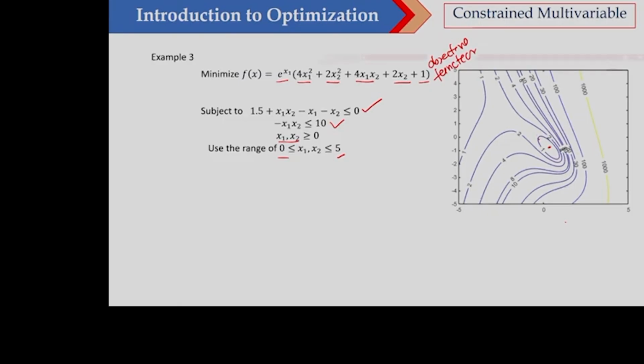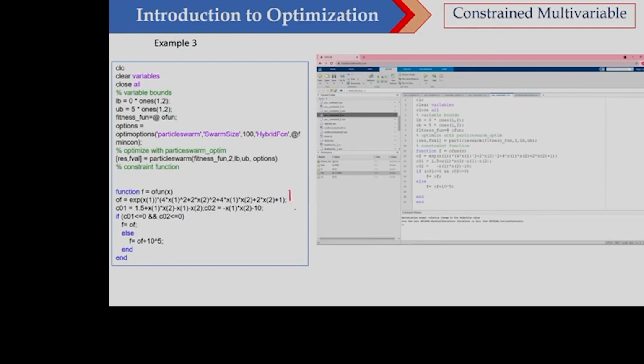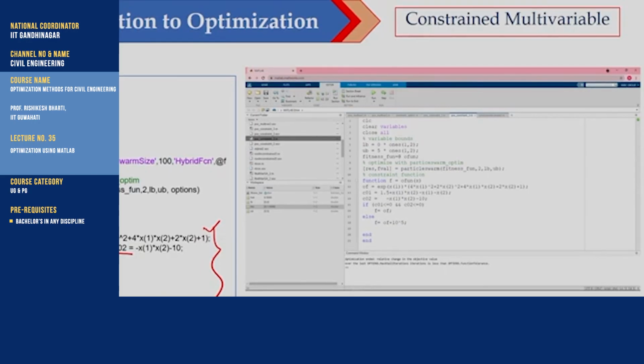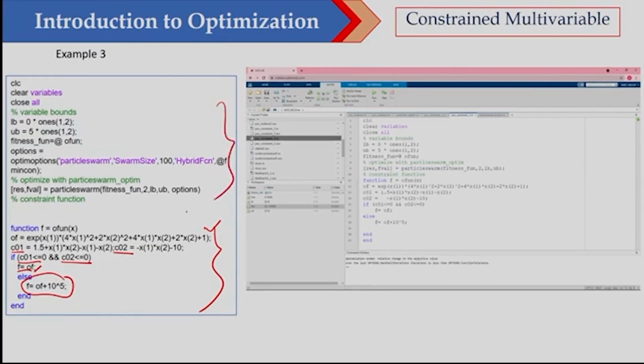Okay. So, let us see the code here. Again I have written the fitness function or objective function here. This is the objective function, then these are two constraints, C01 and C02, and both are less than or equal to 0. If that is satisfied, that means the solution is feasible, then f equals OF, otherwise it is a large number in order to avoid that solution. And here I have defined the MATLAB code for solving this problem.